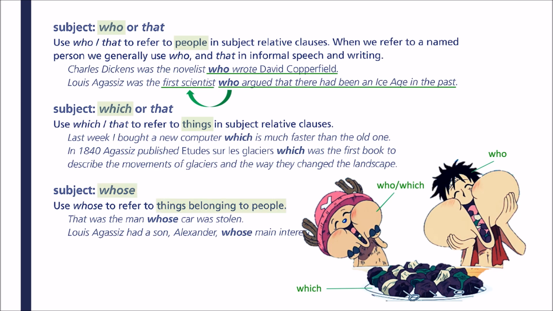Finally, if we want to mention some things that belong to someone, we would use the relative pronoun whose. Like in our picture, Chopper and Luffy are eating the food. So I may describe the scenario as, I saw the pirates whose food smelled really nice.